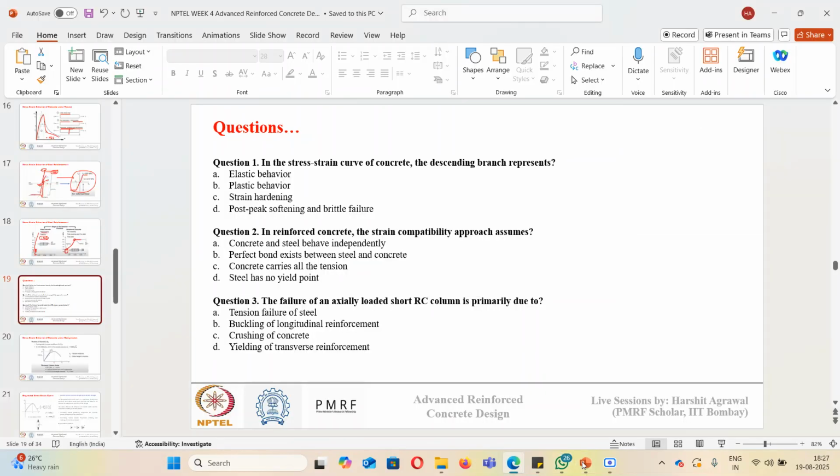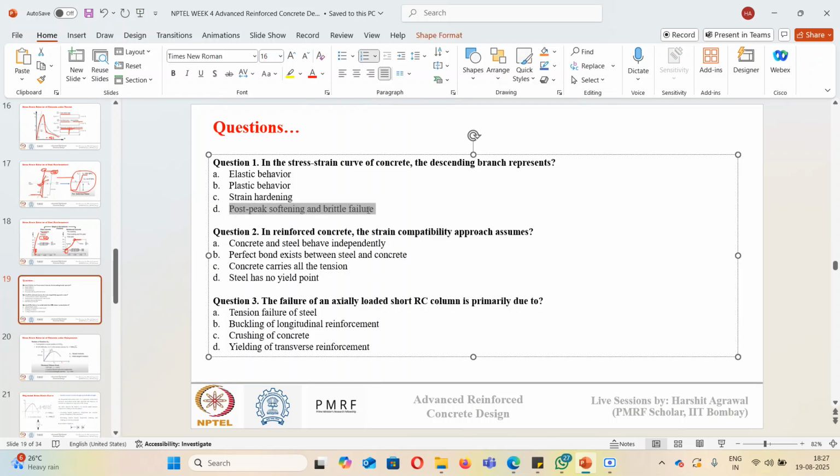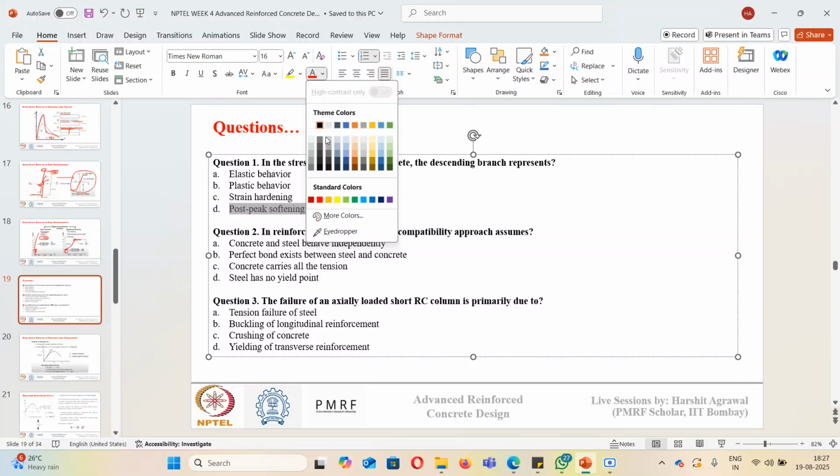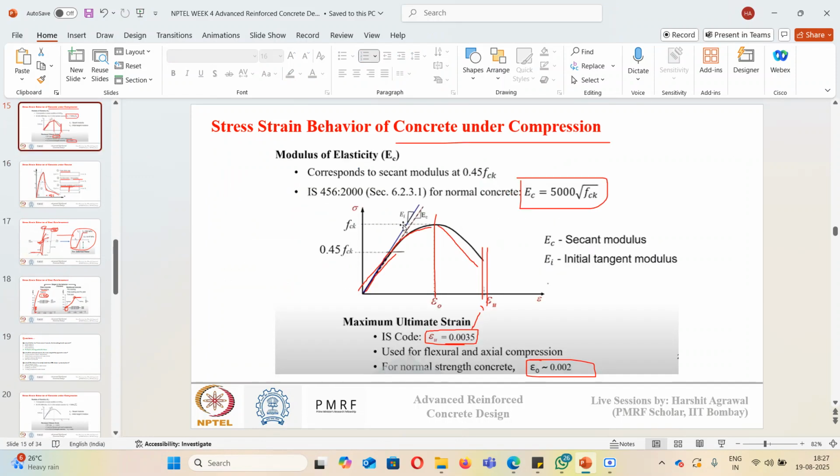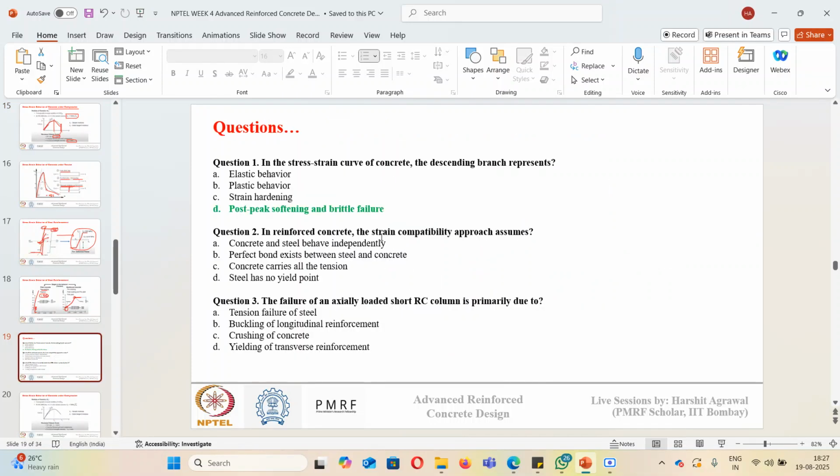Okay, for question number one, in the stress strain curve of concrete, the descending branch represents, yes, the correct answer is D, the post peak softening and the brittle behavior. So you have seen till the peak, it is taking the load, and after peak, there is sudden rupture that happens in the concrete. Okay, in compression, there will be a zone of softening, and then there will be rupture after the ultimate strain value. While in tension, you won't see the softening phase. It will show a very brittle failure. Okay.